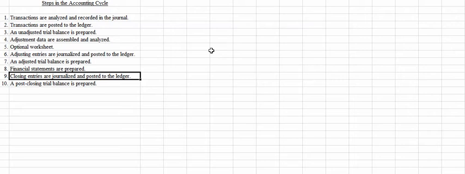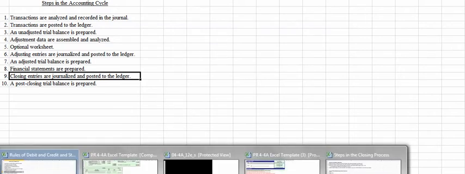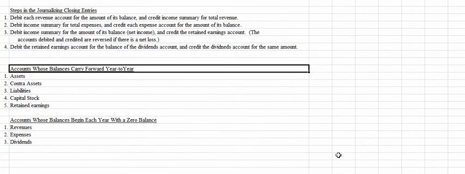The first purpose is they prepare temporary accounts for use in the new accounting period. And you can find this file, Steps in the Closing Process, available on your Moodle site.